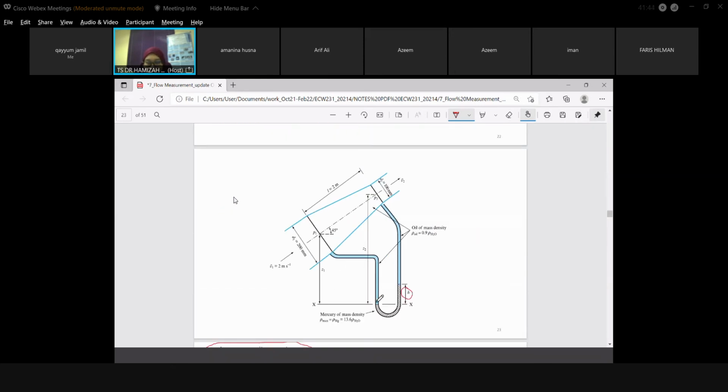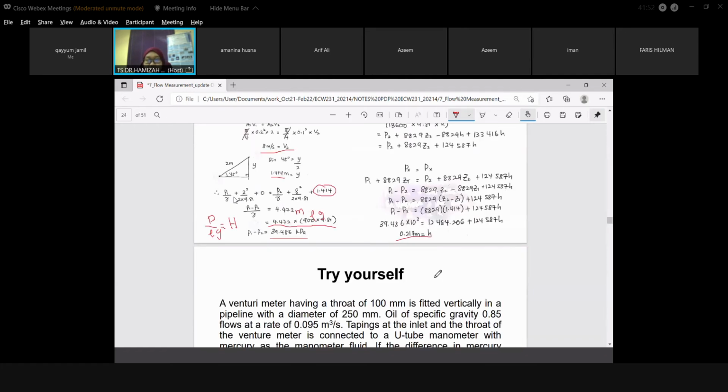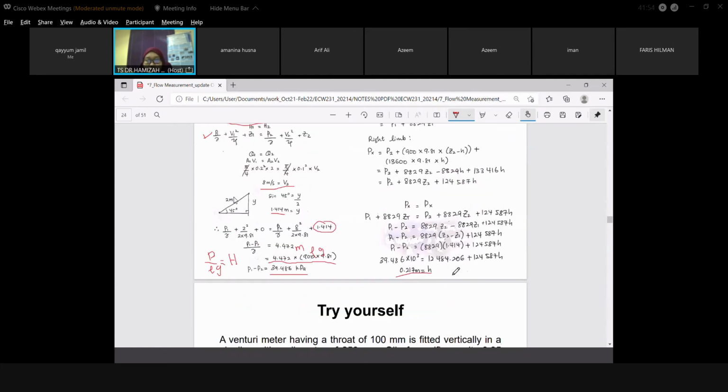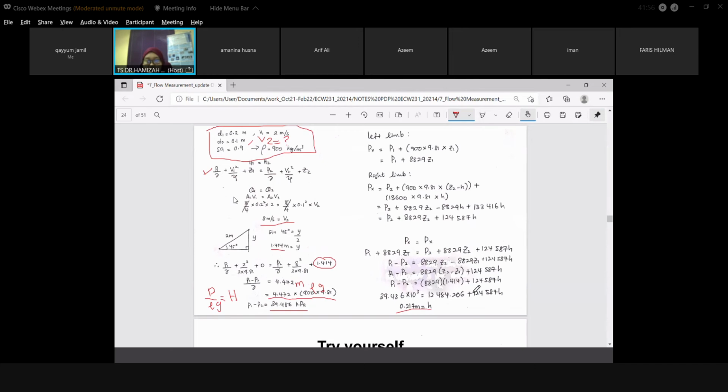This is the first level. This is second level. So different here is 0.217. Okay, kat sini you nampak macam dia ada dua unknown, which is Z2 dengan H. So actually you can masukkan nilai Z2 as 1.414. Kalau you tak nak masukkan pun, but later on, dia boleh cancel lah this one.